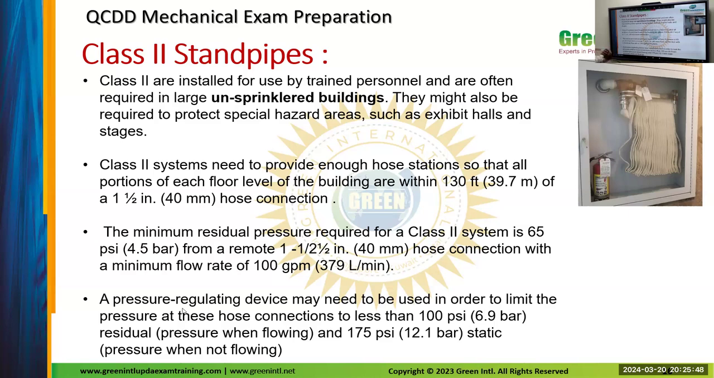So class 2 standpipe systems need to provide enough hose stations so that all portions of each floor level of the building are within 130 feet, with 1.5-inch hose connections. This 1.5 inch is for hose reel connections, not for the FDC connections. The FDC connection is 2.5 inches.